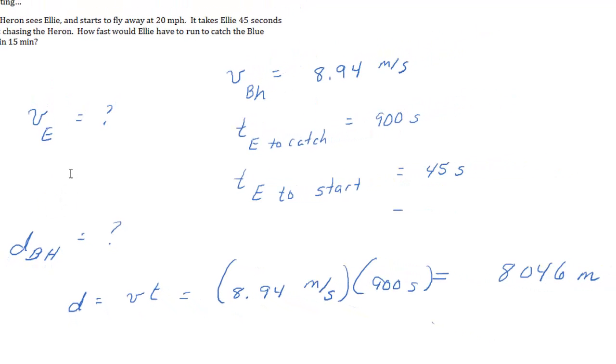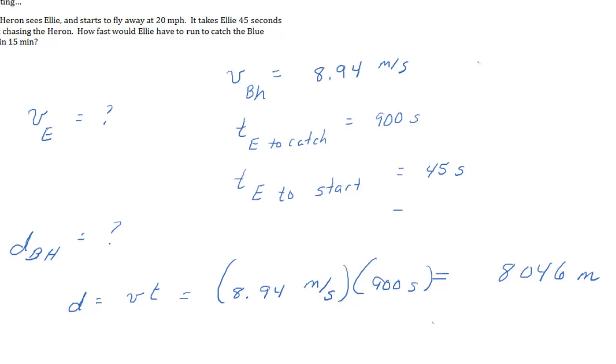Okay, so we've worked out this fairly straightforward problem. The distance the heron can fly in 900 seconds is 8,046 meters. So now we know how far Ellie has to travel in order to catch the heron. So in 15 minutes, if she wants to catch that heron, she's going to have to travel 8,046 meters. But Ellie doesn't really have 900 seconds. She only has 900 seconds minus 45 seconds because that's her reaction time.